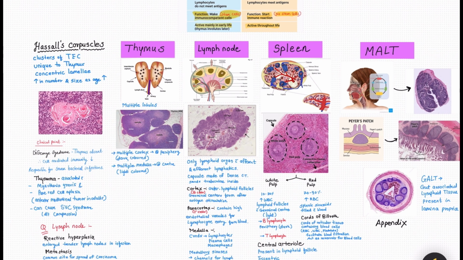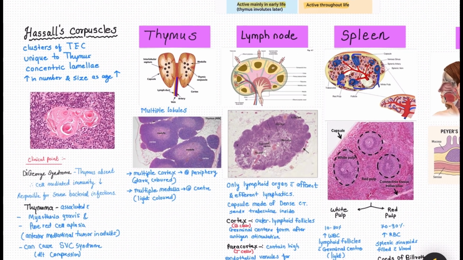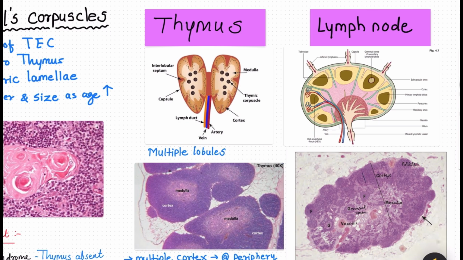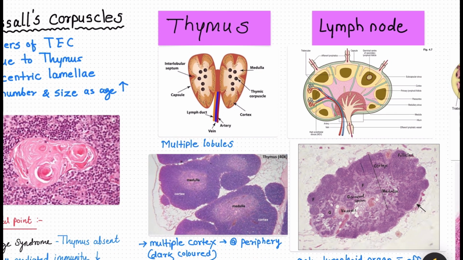In primary lymphatic tissue, we saw bone marrow and thymus. So what is thymus? Thymus is an organ. It is a diagram of thymus. It is showing this capsule, then interlobular septum, lymphatic duct, vein, artery, cortex, thymic capsule, and medulla.